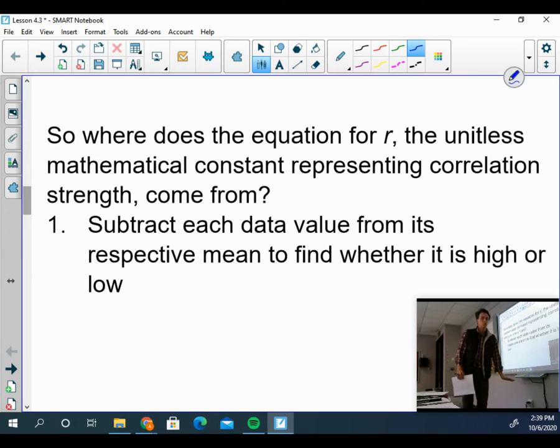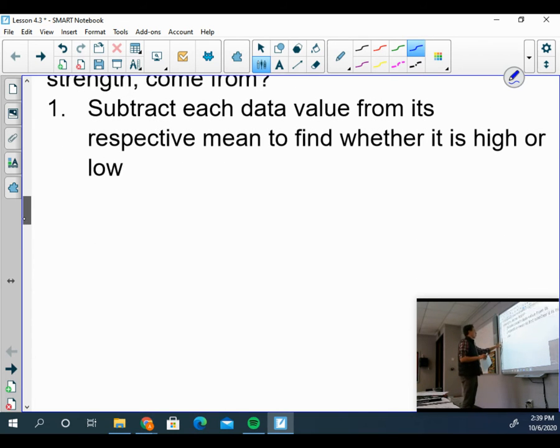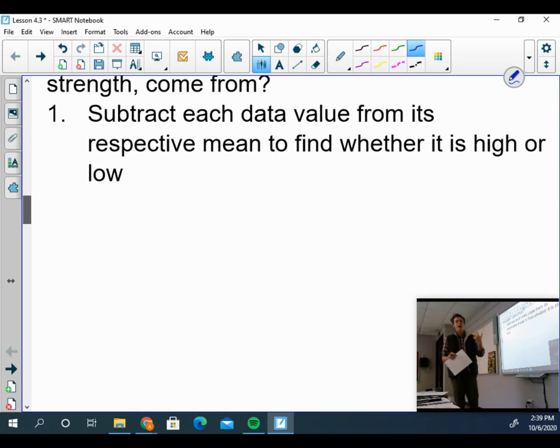But are you going to necessarily apply this a ton? No, not directly. We're going to talk about some background of R, then we'll get into how we calculate R. So where did this formula come from? Mathematicians and statisticians sat there and said, we want a way to quantify how strong or weak the correlation is. So what did they do?